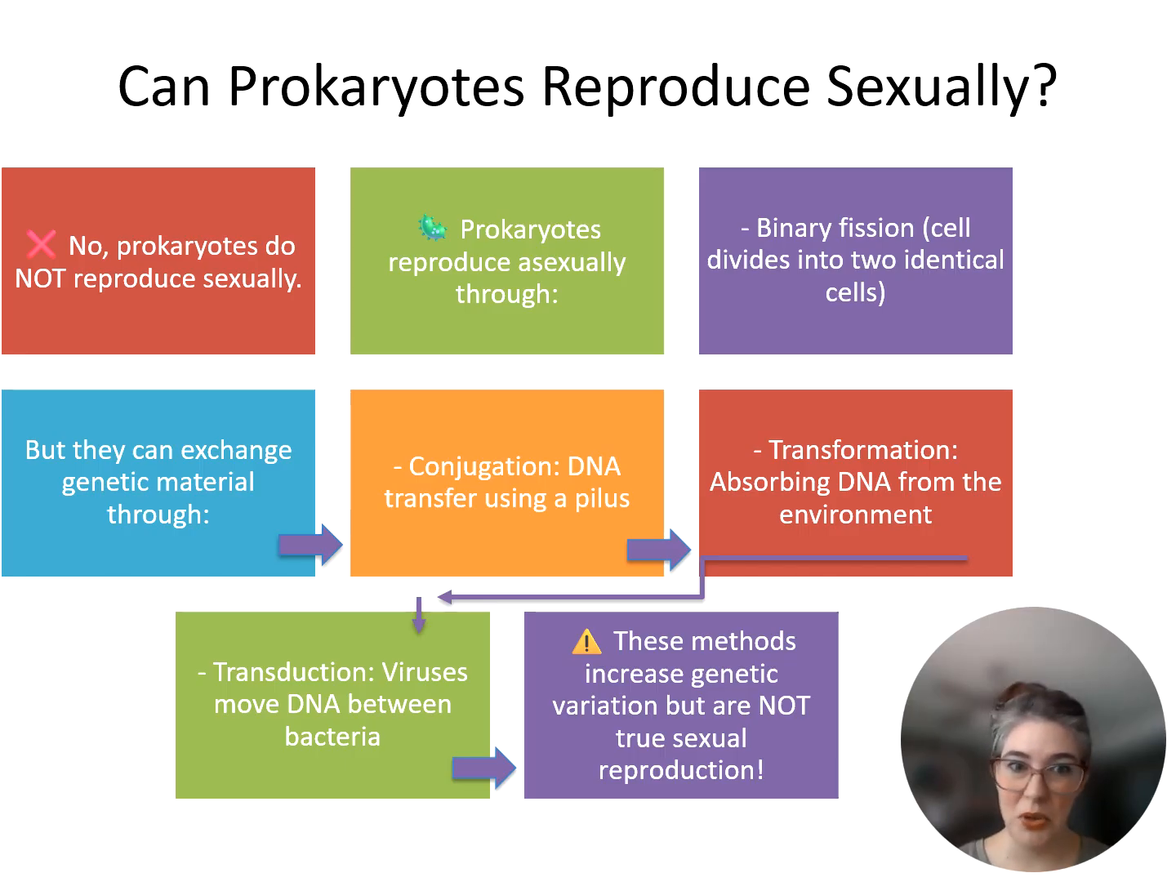But in the scientific community, we know that they can come together and exchange their genetics through conjugation, transformation, and transduction. And these increase genetic variability within the prokaryote genetic population, but it's not true sexual reproduction. So I just want to make sure that if you hear this, I want you to know that on any test that you're going to see from our school district, they're going to say that prokaryotes only reproduce asexually, even though there are these three other ways that they can exchange genetic information.